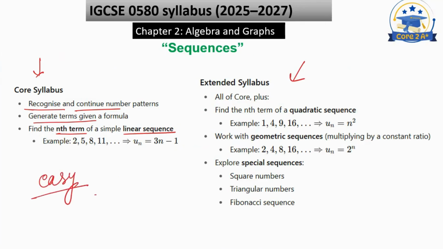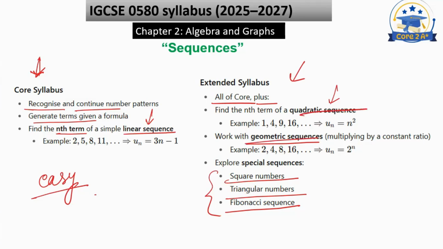But in the extended syllabus, all of core, right? Core plus you need to know quadratic sequences, geometric sequences, and other special sequences like square numbers, triangular numbers, and the Fibonacci sequence, right? You also need to know these for the extended syllabus. So in today's class, we will discuss the core syllabus. We will only learn about the linear sequence. And then in the next classes, we will learn about quadratic sequences, geometric sequences, and so on.